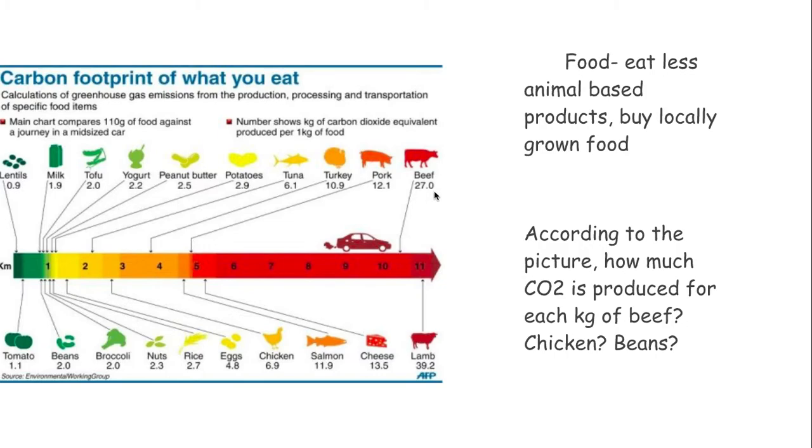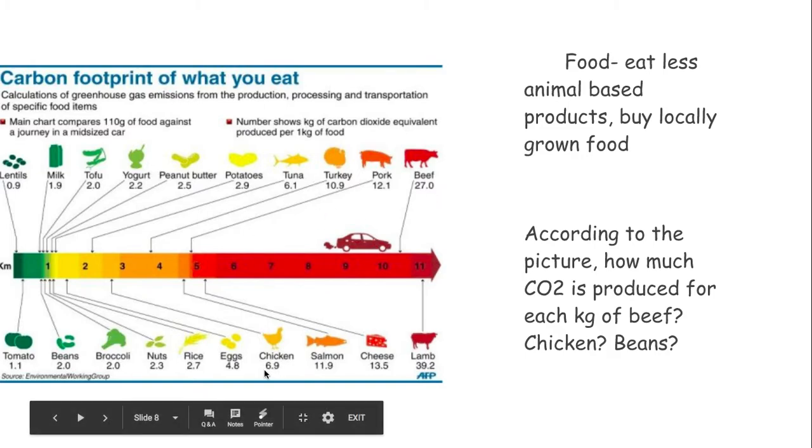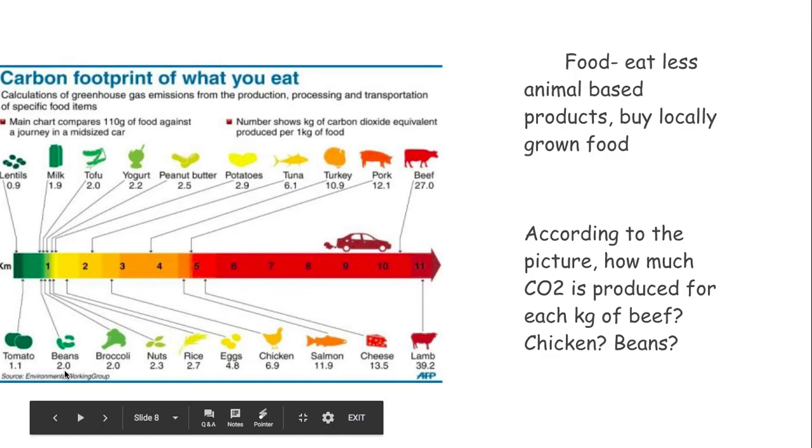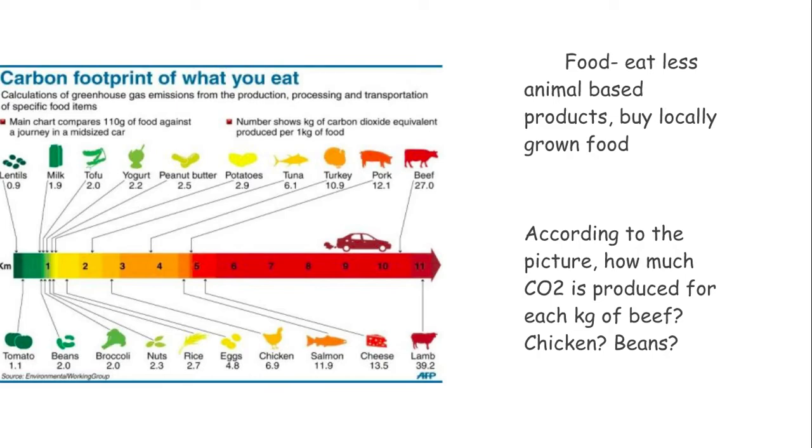27 kilograms of carbon dioxide is produced for each kilogram of beef. For chicken, it's substantially less, 6.9 kilograms of carbon dioxide for each kilogram of chicken. And then beans, another very good source of protein, only 2 kilograms of carbon dioxide for every kilogram of beans produced. So keep that in mind. That's a personal choice that you can make on your own.